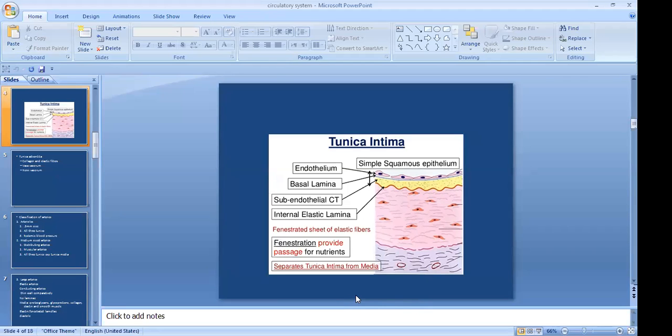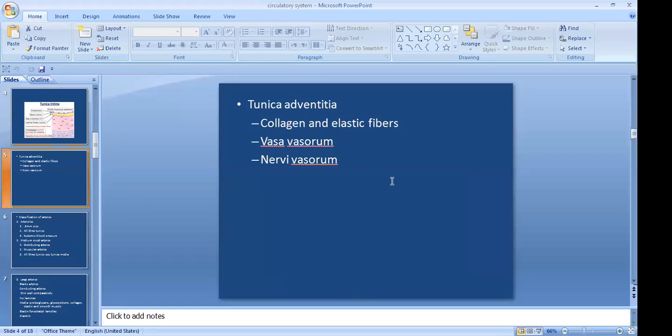The tunica adventitia is also supplied by vessels and nerves. The big arteries are supplied by small vessels, and those vessels are called vasa vasorum. The tunica adventitia is also supplied by the nerves, and those nerves are called nervi vasorum, and they are usually unmyelinated nerve fibers.